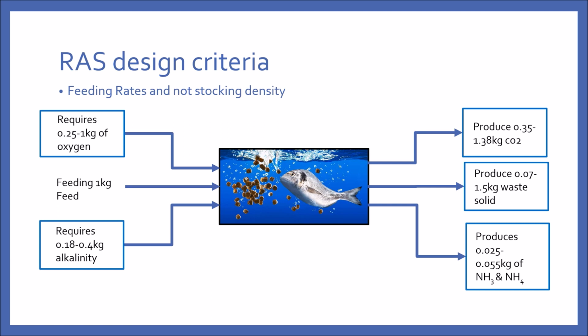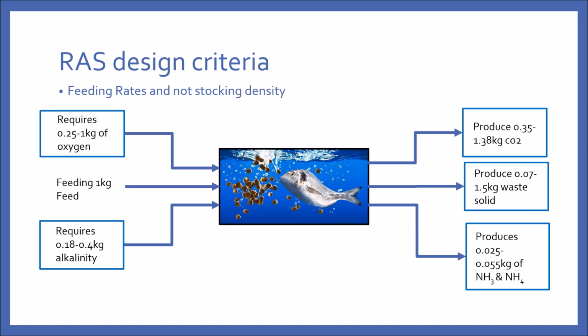The RAS system is always designed based on how much you are feeding and not how much you are stocking. So do not be impressed by those who have claimed that their system can house up to 1,000 crab or 2,000 crabs. Be impressed if they can feed the crabs up to 3 to 5% body weight while still maintaining good water quality.